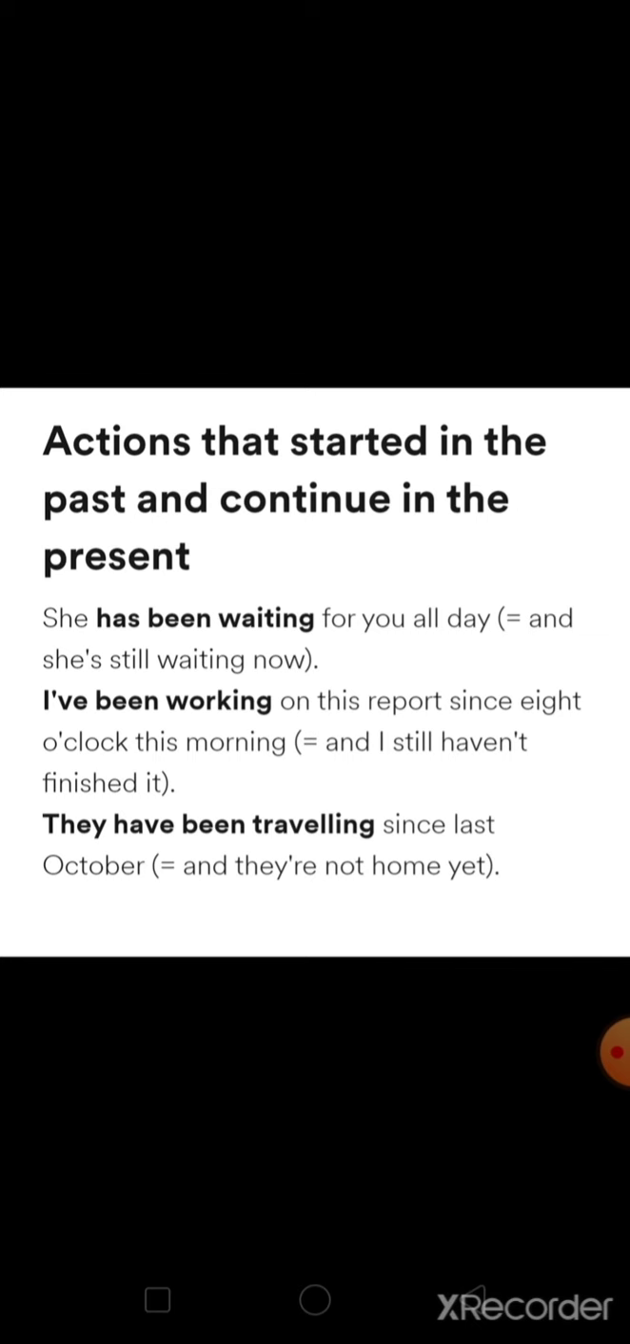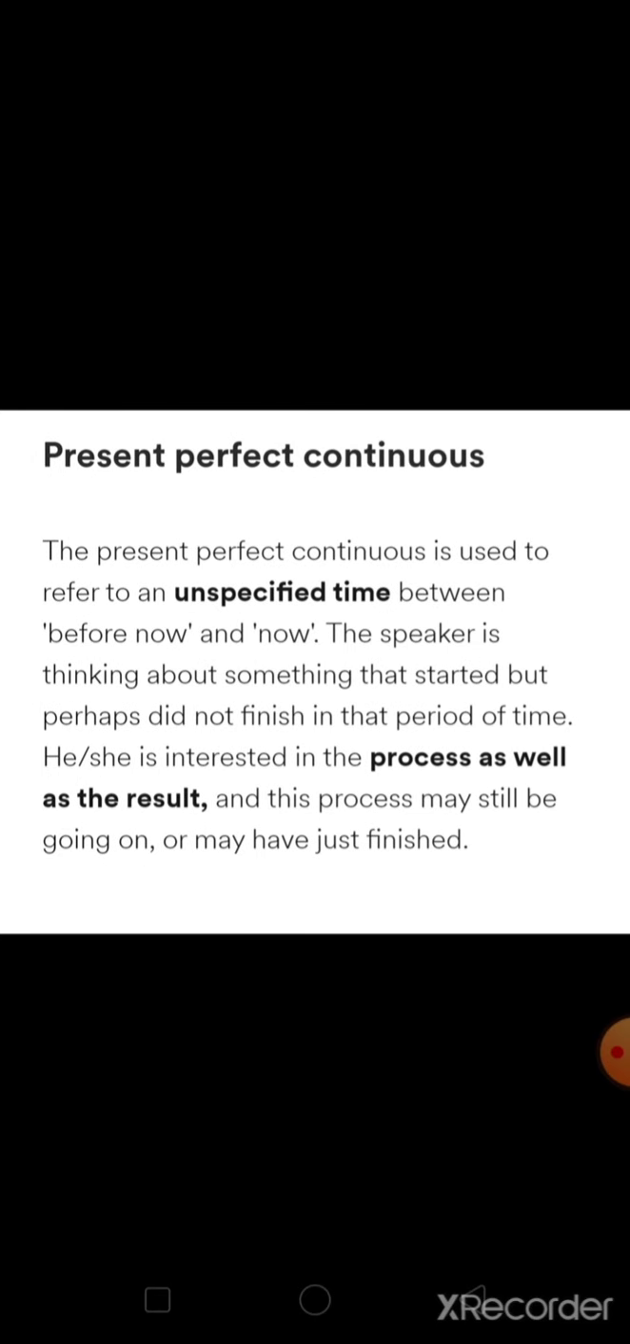Next is, they have been traveling since last October, which means they are not home yet, right? Means they have been traveling since last October and still they are traveling. They started the action in the past and in the present also the action is still going on. Okay? So I hope the present perfect continuous tense is clear to you.